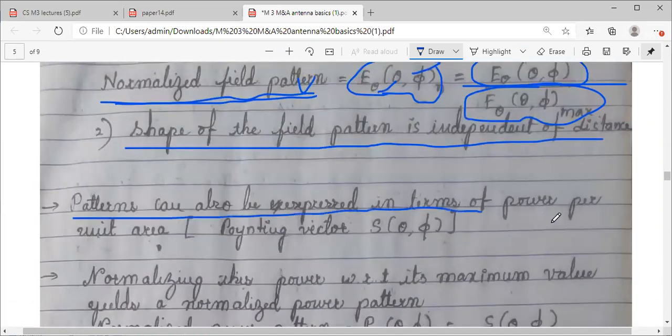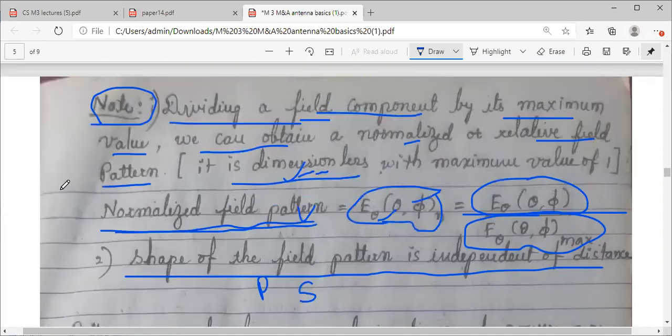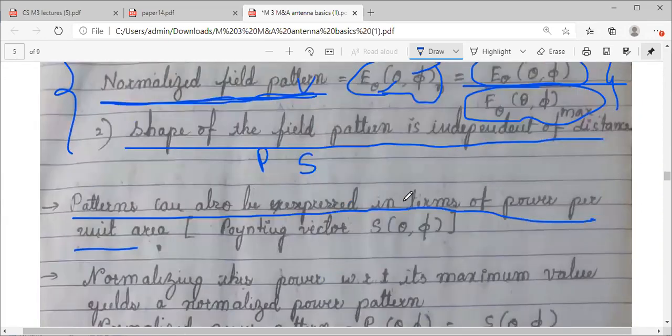Patterns can also be expressed in terms of power per unit area, that is nothing but your power density, either P or S. Here we have represented the power pattern in terms of the field, the normalized field pattern. The equation is this. We can also express this in terms of either P or S. Here the field is there, and we can express it in terms of power also. What is the relationship between power and the field? You know already.